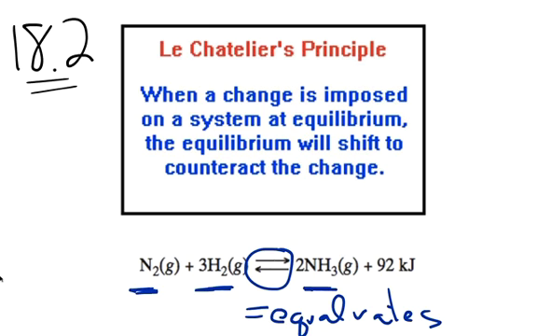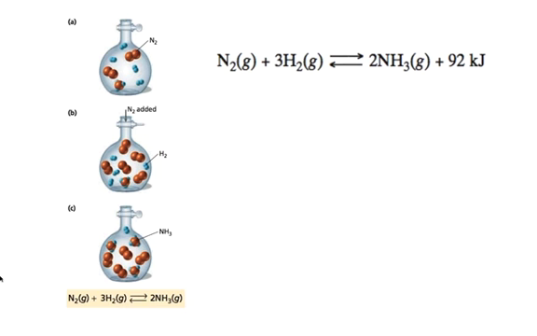So let's look at this reaction in particular. Again, nitrogen molecules with hydrogen molecules making ammonia. And notice they're all gases, so again, this is a homogeneous system. And notice there's heat on this side of the reaction being produced, so this is an exothermic reaction. If we had a change in enthalpy, it would be negative. Okay, so here's one stress we could do to it.